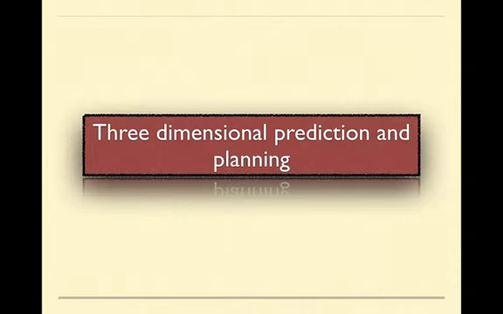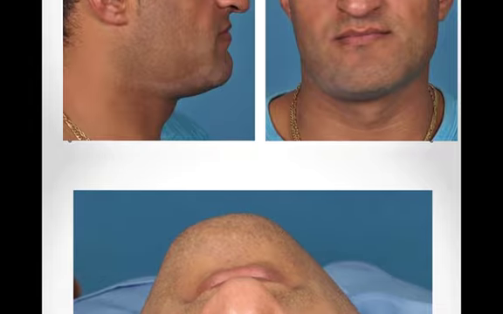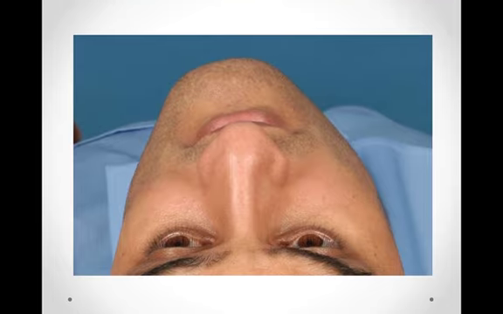The last part of our lecture today is talking about the three-dimensional prediction and planning. So for example, this patient, you can see from the profile, he looked fine. But if you look at the front one, he has a huge asymmetry. The mandible is deviated to the right side. If you assess him from a bird view, you can see the mandible is completely deviated to the right side.